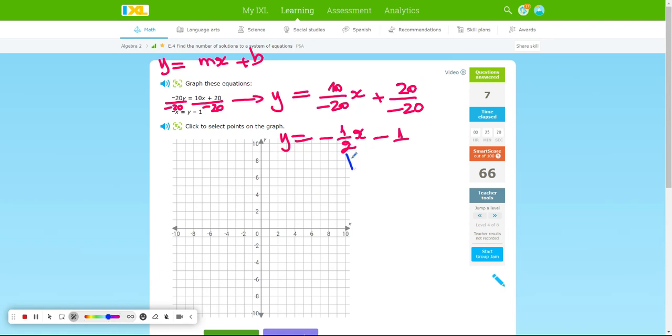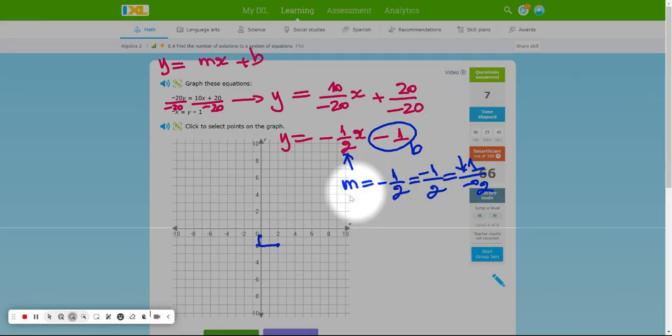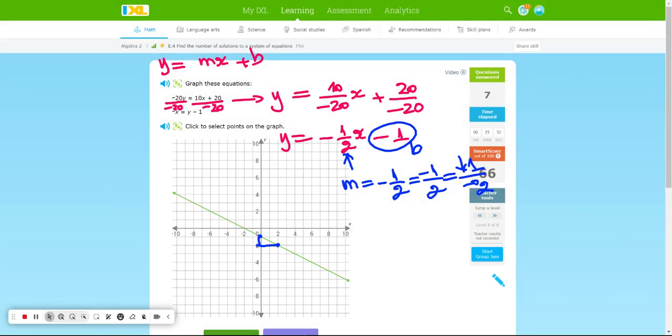Let's see over here. Here's your slope, m equals negative 1 over 2. So I would go down 1 and then right 2. And then you can see negative 1 right there. That is the b. So let's go and find the b, negative 1, and then down 1, right 2. Go and get my 2. Here we go. Start at negative 1, down 1, right 2. So I got my line done.